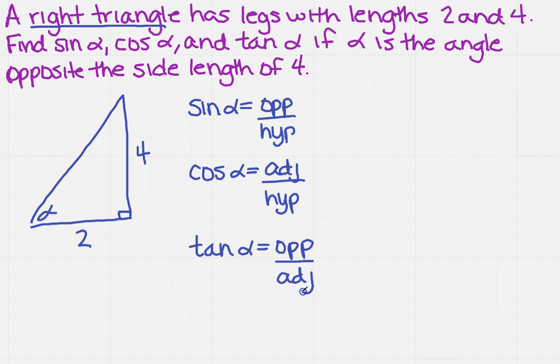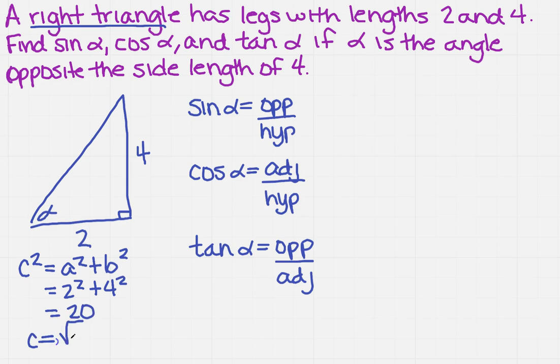Okay, so I've got the two sides, so that's probably my opposite and my adjacent, but I don't have the hypotenuse. Well, how do you find the hypotenuse? Remember, c squared equals a squared plus b squared. So that's going to equal 2 squared plus 4 squared, which is going to equal what? Well, that's going to equal 20, but I only want c, so c is the square root of 20, which is simply 2 square root of 5.